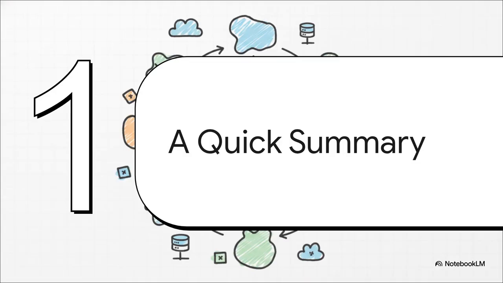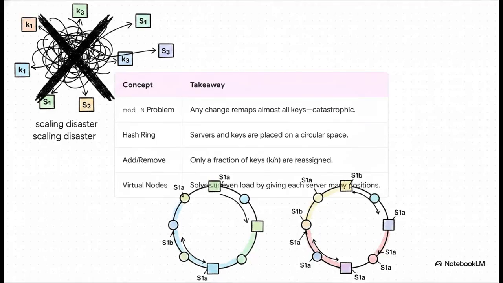Whew. Okay, we have covered a lot of ground here, from total system failure to this super resilient, elegant design. So let's just quickly boil it all down to the key takeaways you really need to remember. So here are the big 4. First, that simple mod n approach is a ticking time bomb for any growing system. Second, the hash ring is our savior, placing everything on a circle to minimize disruption. Third, this means adding or removing servers only affects a tiny, manageable number of keys. And finally, virtual nodes are the pro move that perfects the system, ensuring the load is always spread evenly.